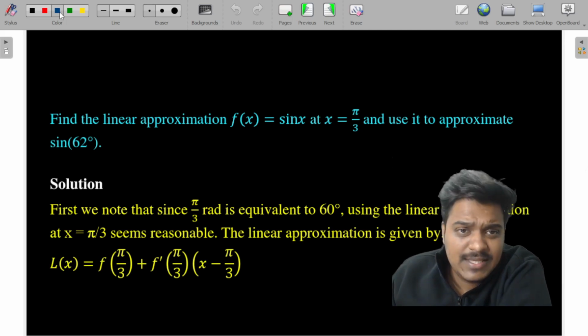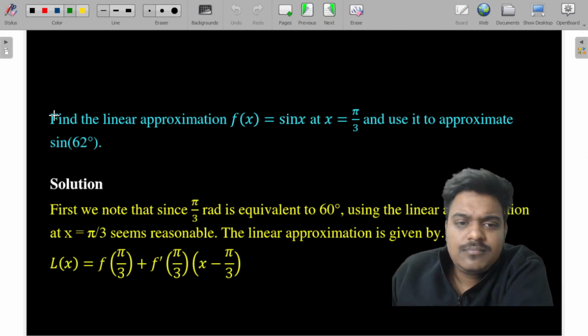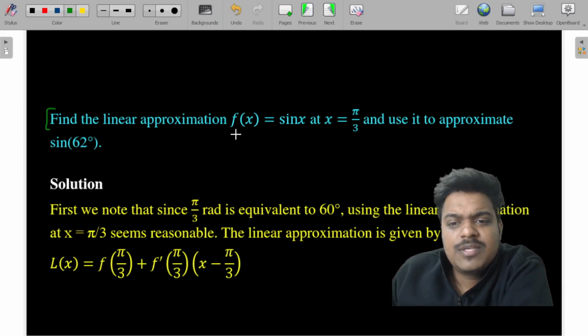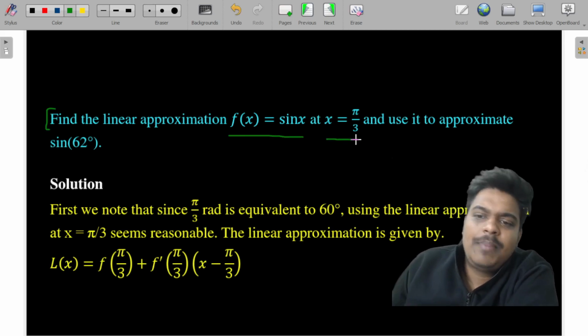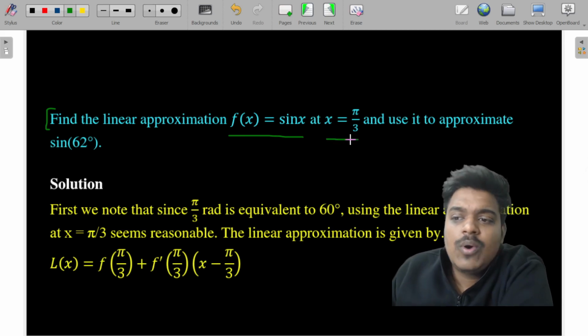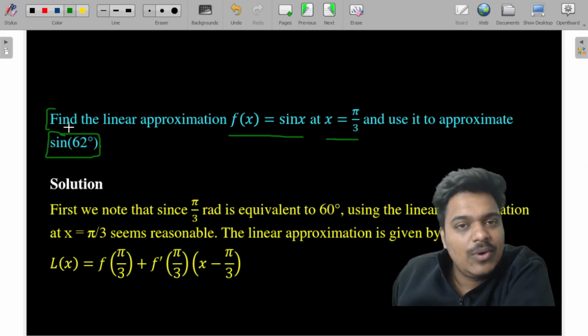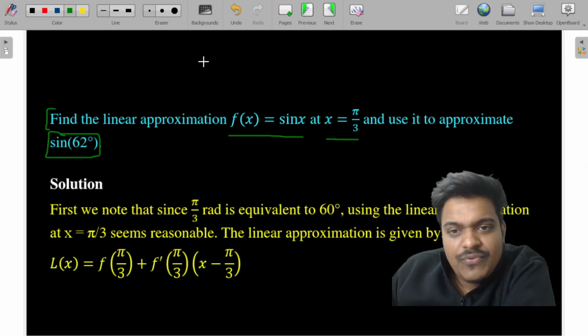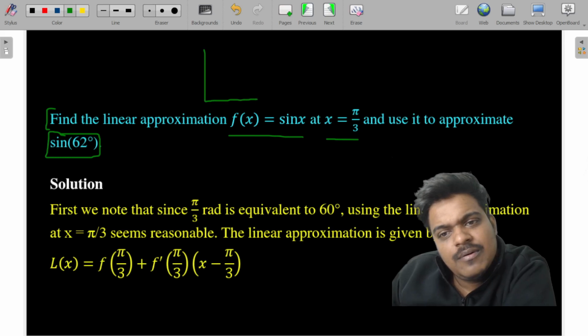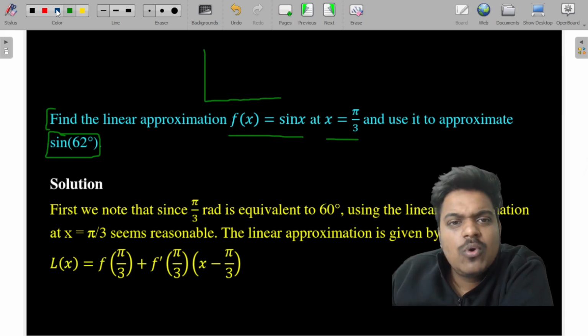It is usually asked in the examination: find the linear approximation of f of x is equal to sin x at x is equal to pi by 3, and use it to approximate the value of sine 62 degree. But what do you mean by linear approximation? How is it calculated? We are going to understand everything in the next 10 minutes. So when you see a graph, the graph goes like this.